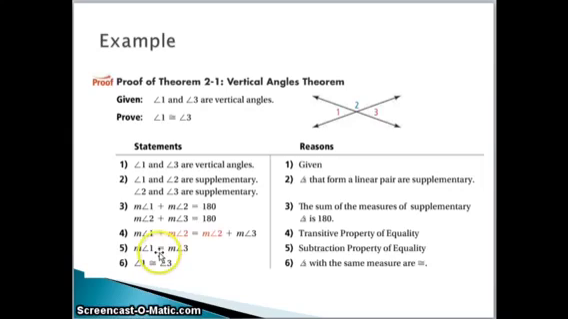Keep in mind, whenever you set something equal, it's an equal sign. Whenever you take out the measurement, then it becomes a congruent sign. Very important.